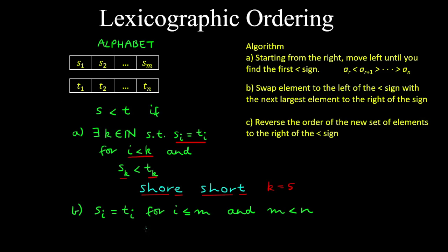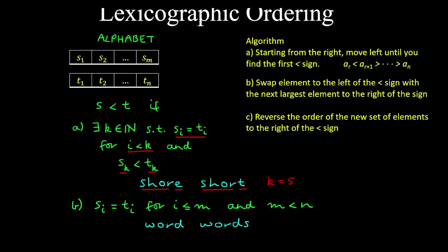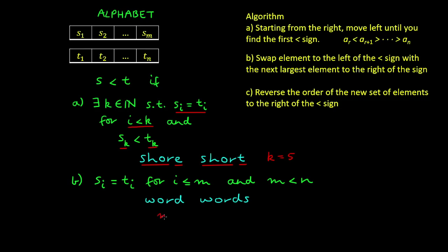So an example here is word and words. Here we can see that M is equal to 4, and words has 5 characters. So for i less than or equal to M, which is all of these characters, we can say that S_i is equal to T_i for each character, and given that the length of word is less than the length of words, then word precedes words by condition B.